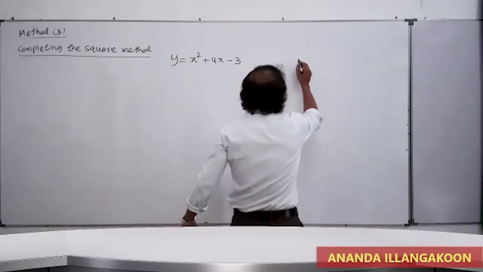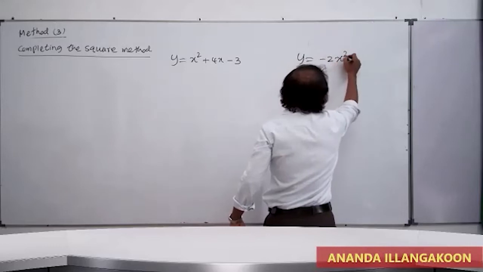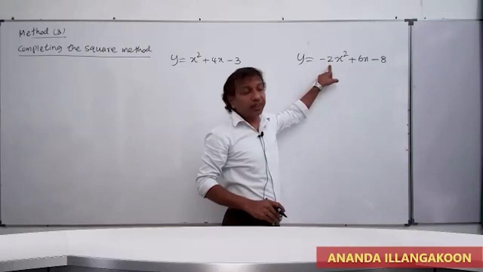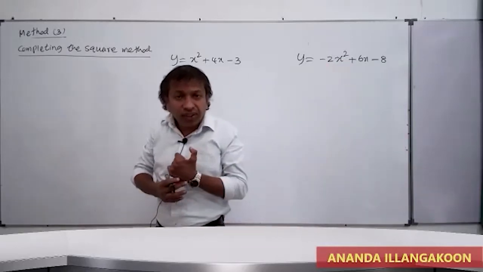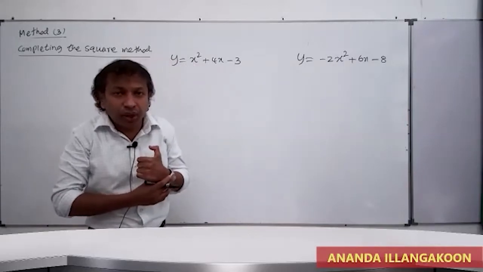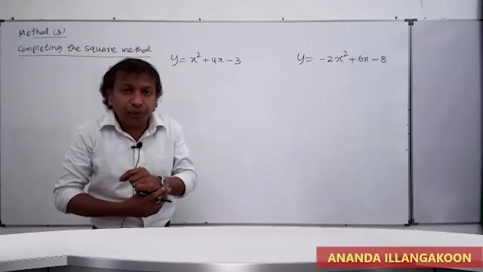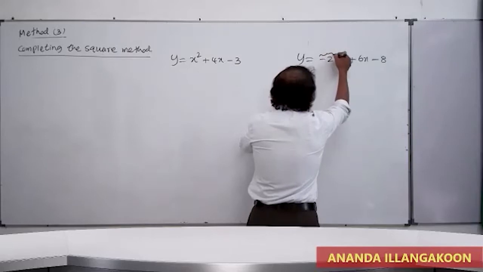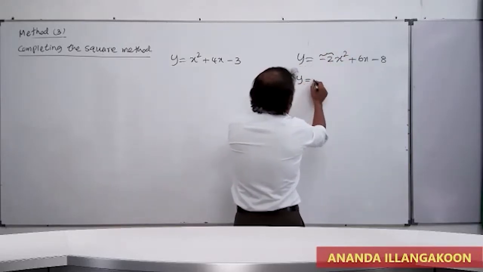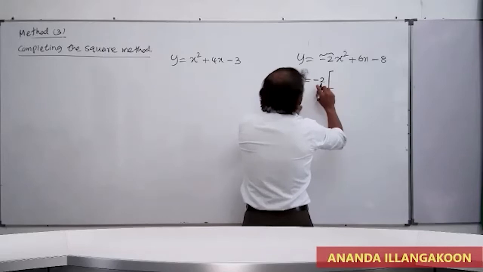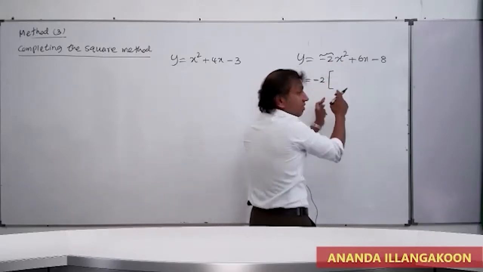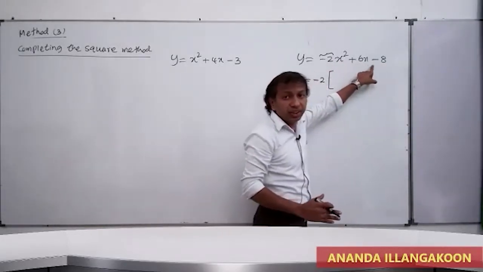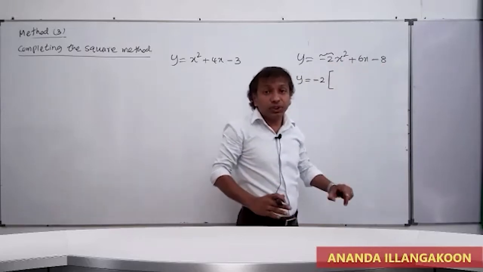Sometimes, suppose you are given something like this, where the x squared coefficient is not plus 1. There we have minus 2. Then first of all, that x squared coefficient minus 2 we have to remove from there, and bring plus 1. For this, what you usually do, people, is take this existing x squared coefficient minus 2 out from a bracket. Then all the terms in this expression should be divided by minus 2.